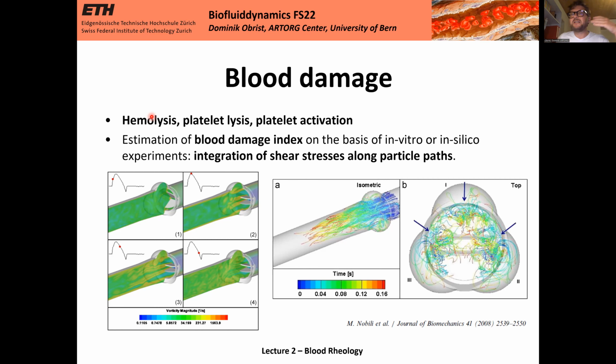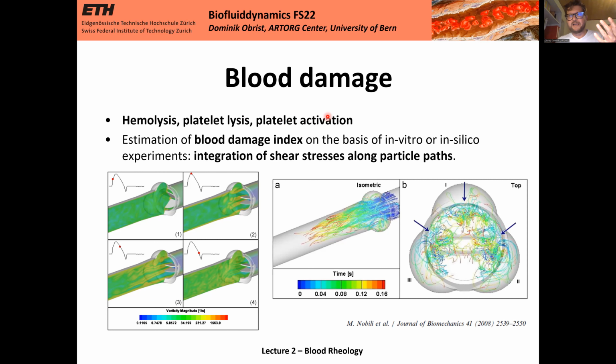For hemolysis, you need shear stresses on the order of 100 Pascal to actually get lysis, to break red blood cells. To break or to activate platelets, the blood platelets, thrombocytes, you need lower shear stresses, on the order of 10 Pascal. So 10 Pascal for platelets, 100 Pascal for red blood cells. So just to get an order of magnitude.